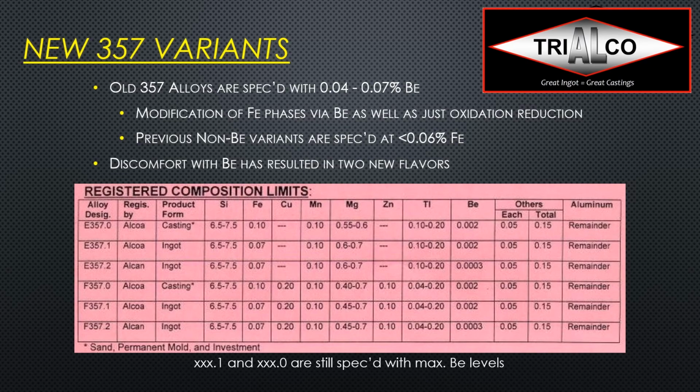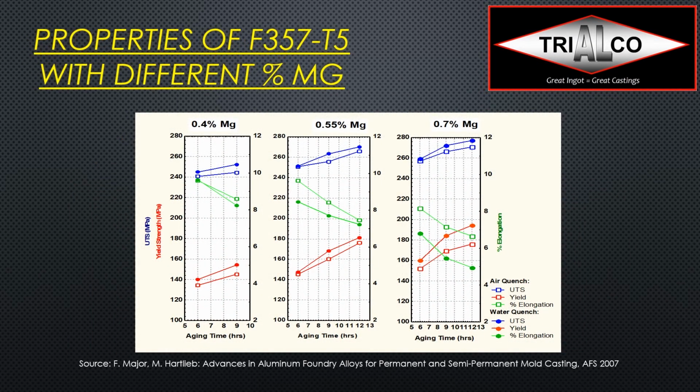So if we look at properties achievable with this F357 in T5 with just different magnesium contents, again, to show the impact of magnesium. So we can see here very clearly on the left-hand side, we start with 0.4% magnesium, and depending on the aging, we can see here the aging will trade in some of the ductility for higher strengths. Elongation in green, it's going down, and the blue and red are the strengths, yield and tensile strength.